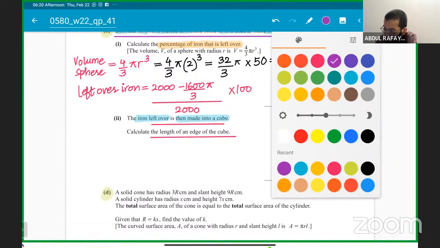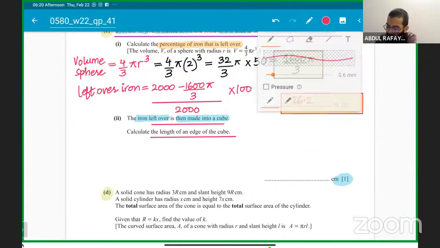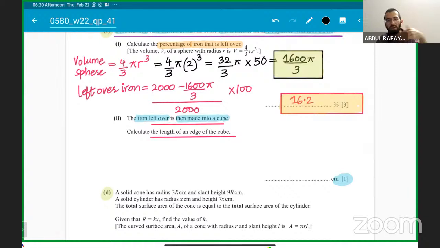Everyone should know, if you can identify, if you have in the back of your mind what a cube is. A cube always has all the sides the same, guys. Cube is a 3D shape. Is everyone with me, following? Cube is a 3D shape with all the sides the same. So what was the leftover iron, sir?